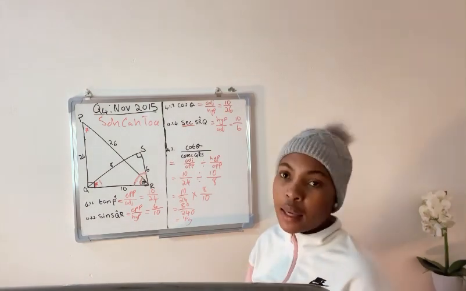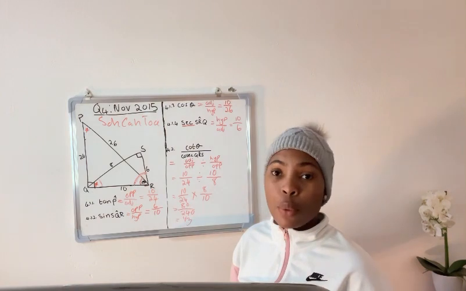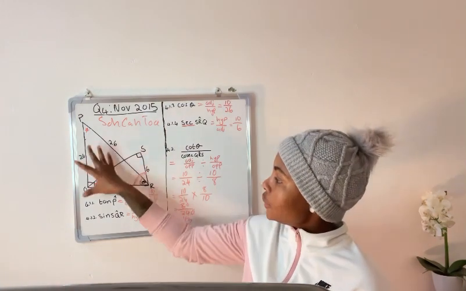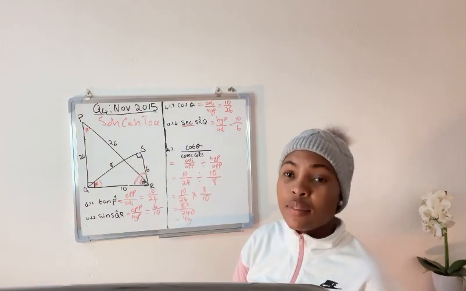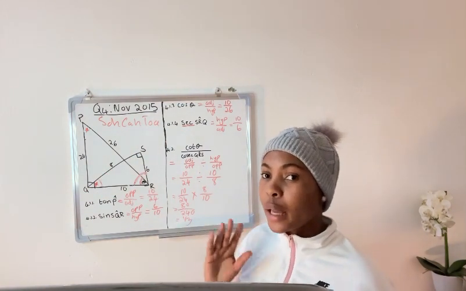So this is how we find the values of given ratios without a calculator. We just analyze the given diagram and work triangle by triangle. Focus on one triangle at a time.